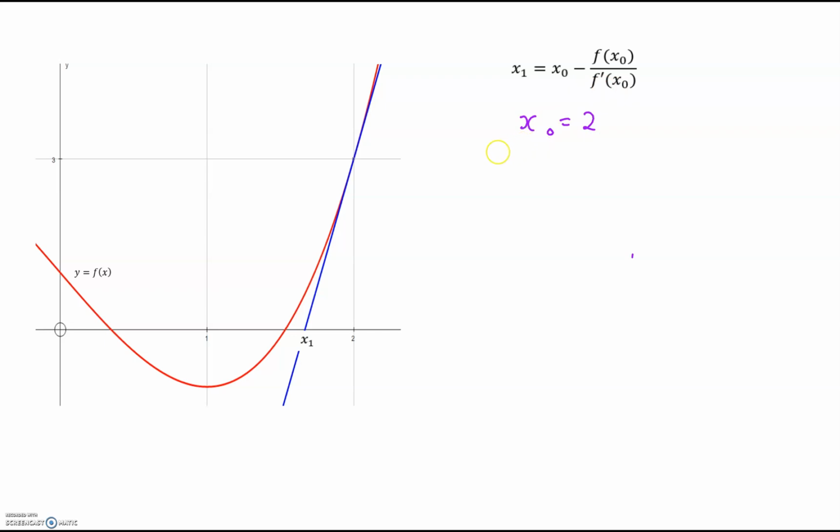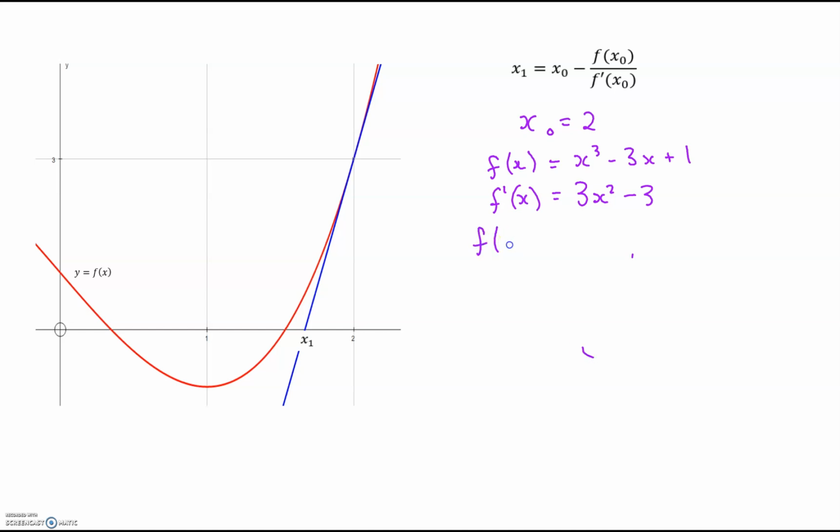We know that f of x is x cubed minus 3x plus 1. And we also need to know our differential, f dashed of x, and that is clearly 3x squared minus 3. So we're going to substitute in the value x0 is 2.